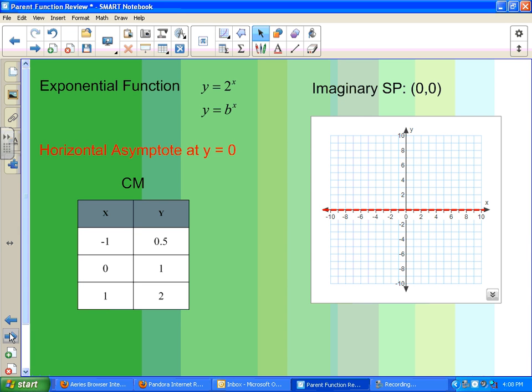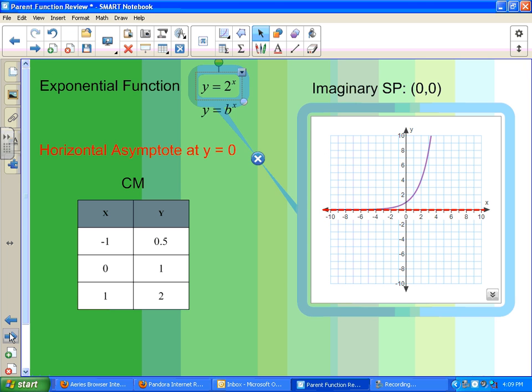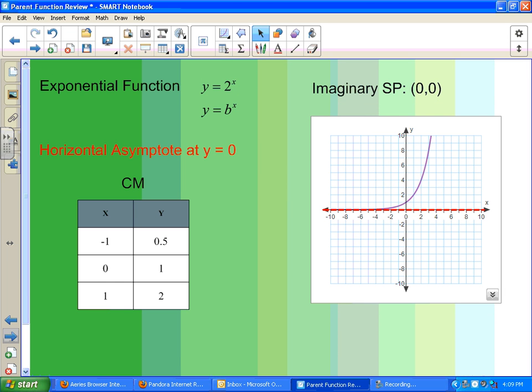Exponential functions. I'm using an example of y equals 2 to the x. Generically speaking, we have y equals some base value b to the x. And again, this one has an imaginary start point. That is because there is no way for me to get a value of y equals 0. It doesn't matter what I put in for x, negatives, 0, positives, I can never create y equals 0. That's why we generate this horizontal asymptote at y equals 0. This one, in particular, looks like that. And all exponential functions will take on this shape.